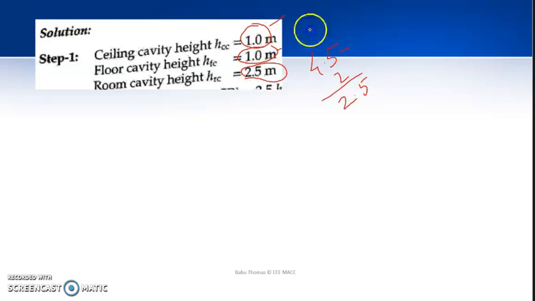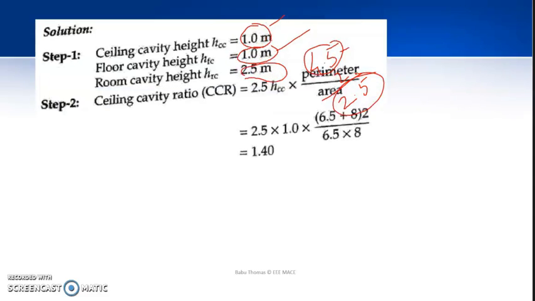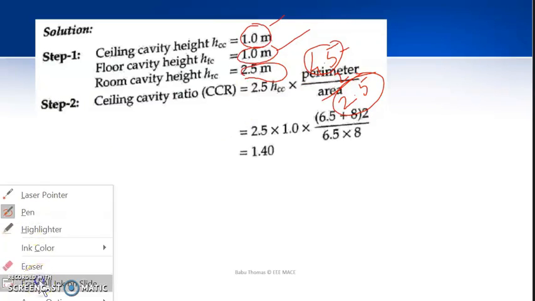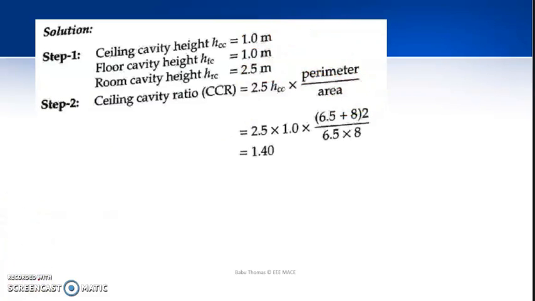So these two values are given and total height is given, and from there you are calculating the room cavity height. Once it is done, you need to find out the cavity ratios. For finding the cavity ratios, first you are finding out the ceiling cavity ratio. So CCR is 2.5 into HCC. HCC is 1 meter.